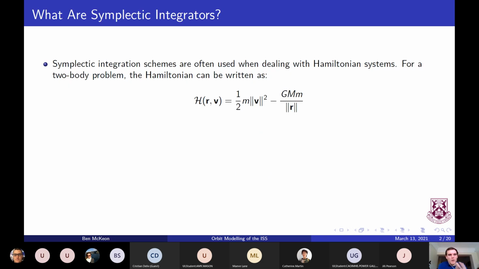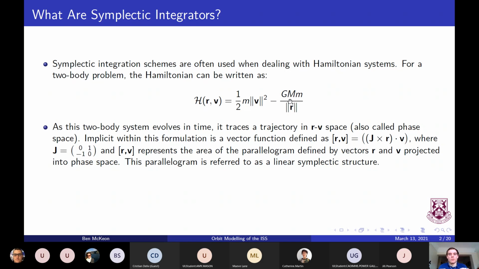So to begin with, what are symplectic integrators? I suppose in a way to describe them simply while also getting into a little bit of the underlying mathematics, they're basically to do with what we have here, which is called the Hamiltonian, which is in essence a fancy way of describing the energy of the system. So this is the kinetic energy and this is the potential.